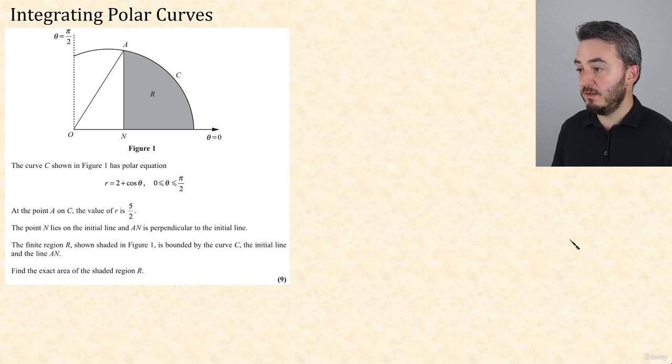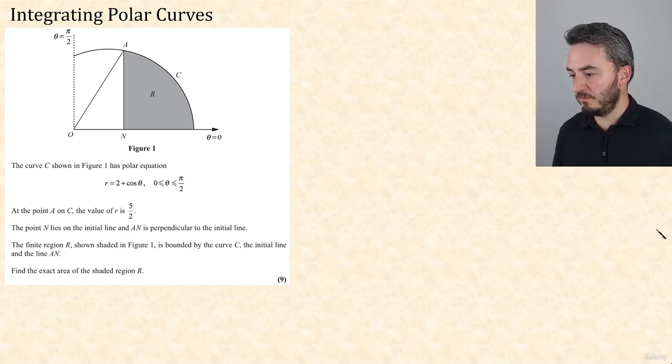The point N lies on the initial line, and AN is perpendicular to the initial line. The finite region R shown in figure 1 is bounded by the curve, the initial line, and AN. Find the exact area of region R.